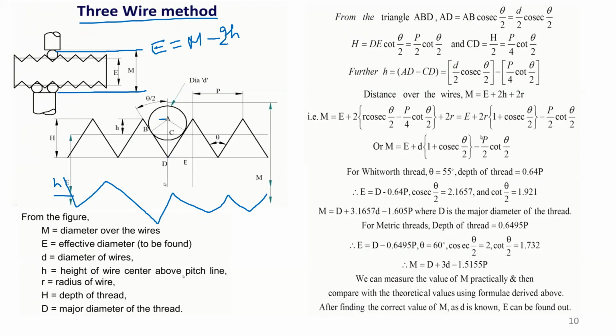So by 2H, minus the radius of the cylinder, R. Similarly, we have the bottom side, we have the R, 2 times the radius. So in this way, we can measure the effective diameter. If you calculate the H value, and if you measure the capital M over the wires, then you can calculate what is the effective diameter.